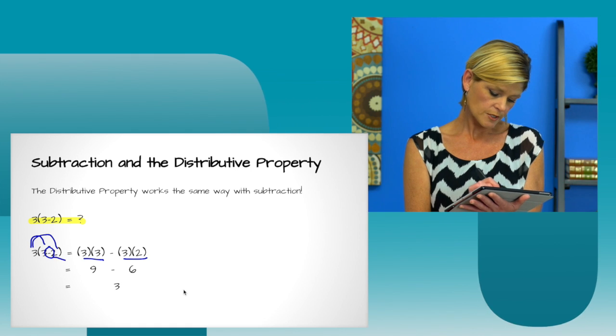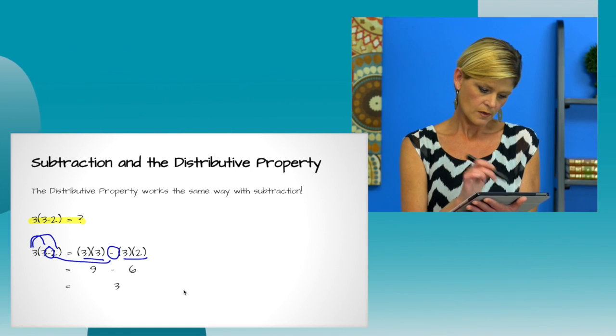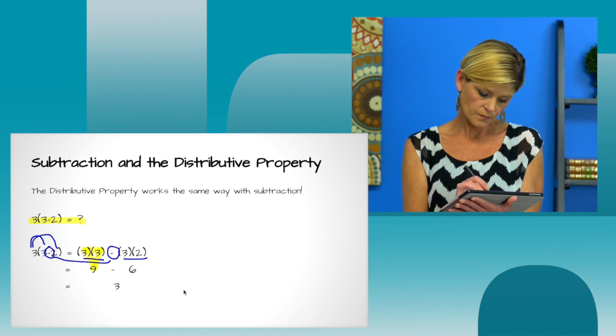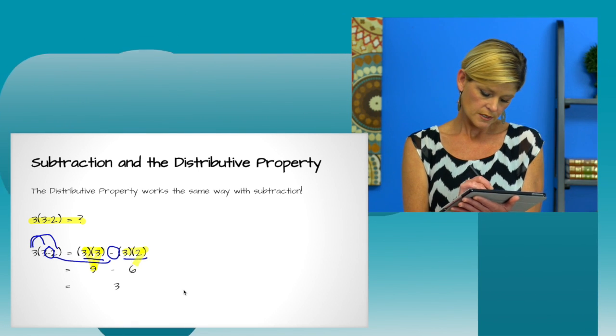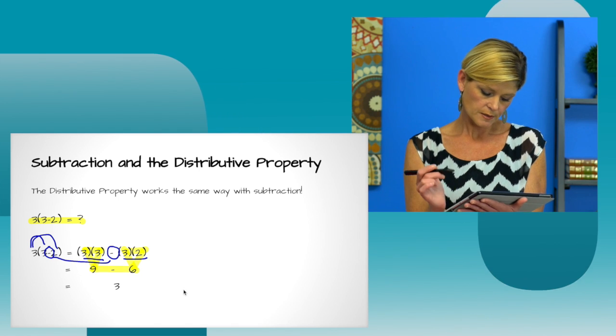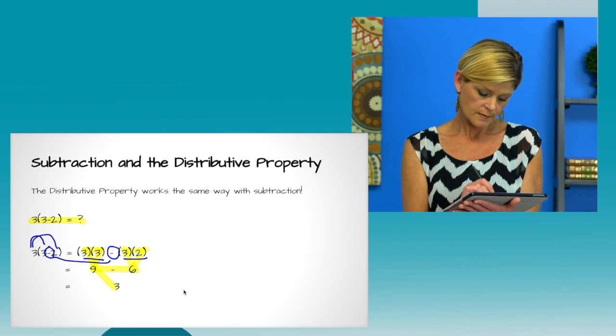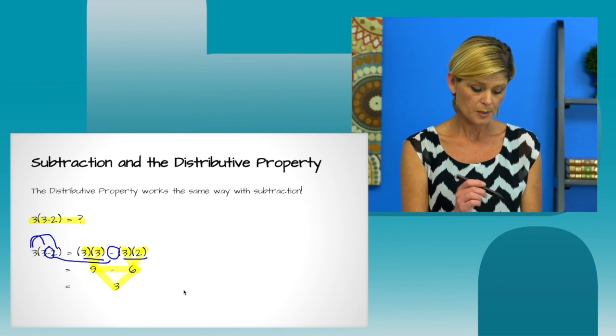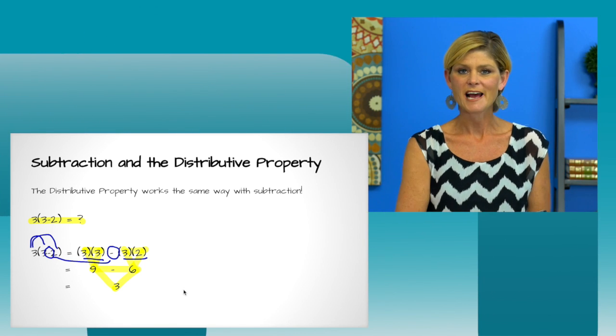And we're going to move our subtraction sign over. Multiply 3 times 3, that gives me 9. 3 times 2, that gives me 6. Subtract 9 minus 6, and we get 3. And voila, that's how the distributive property works for subtraction as well.